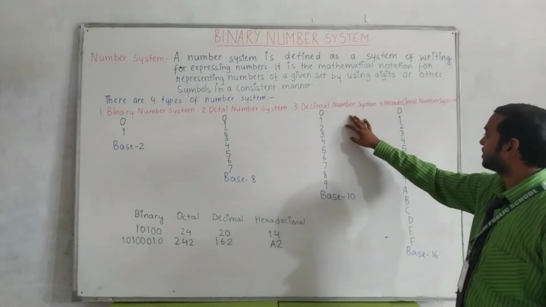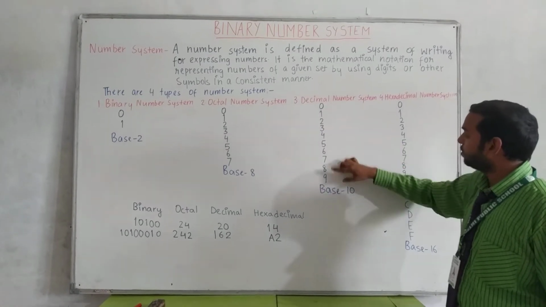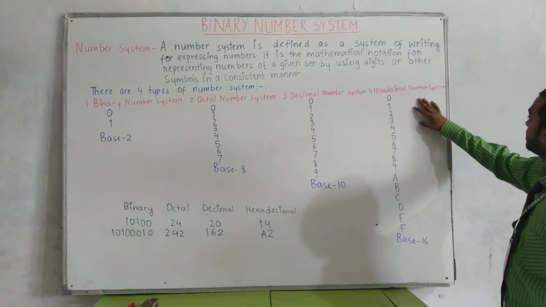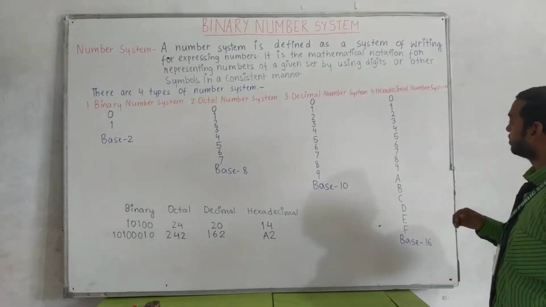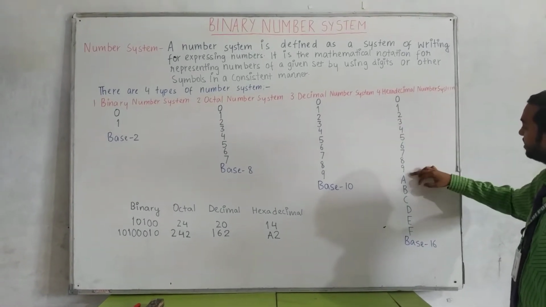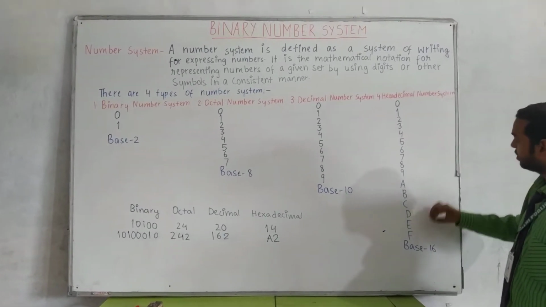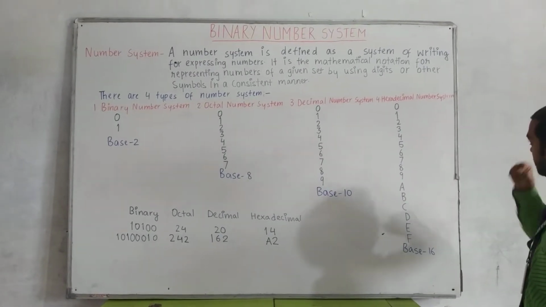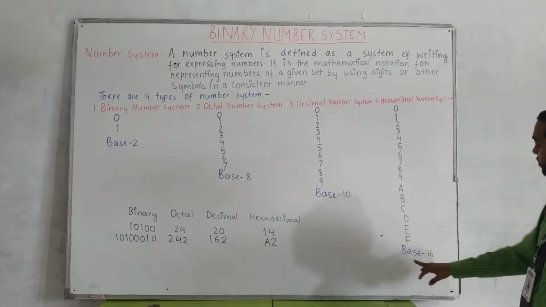In the decimal number system, we represent a number by using 10 symbols from 0 to 9, so its base is 10. In the hexadecimal number system, we express the number by using 16 symbols. From 0 to 9, it is 10 symbols, and from A to F, 6 symbols. Its total is 16 symbols, and its base is 16.